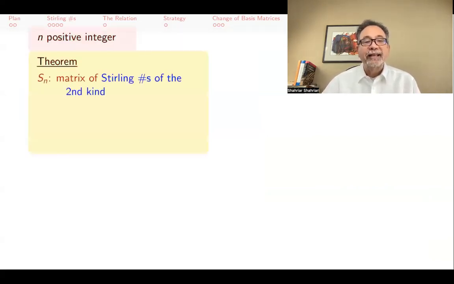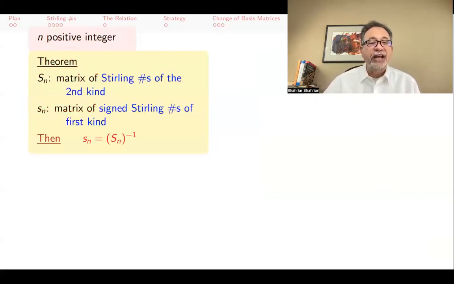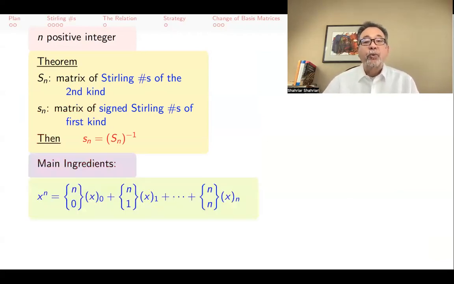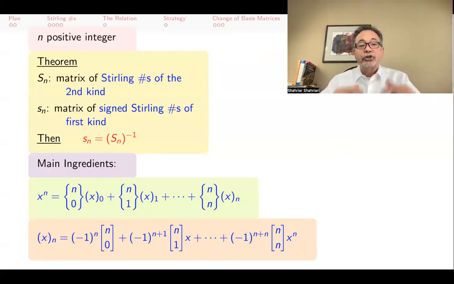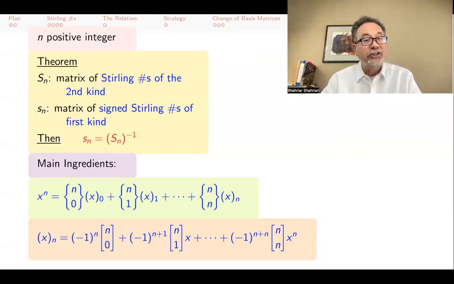So, a recap. What did we prove? That if you take the matrix of Stirling numbers of the second kind and the signed Stirling numbers of the first kind, these two matrices are inverses of each other. Our main ingredients were two things: one was to write powers of x in terms of falling factorials, and one to write falling factorials in terms of powers of x. And as long as you know these two, you don't have to go through the whole change of basis matrix, although I really like that because it gives you a conceptual view of why the matrices are inverses of each other. You could just use this and try to see, entry by entry, why the product of these two matrices is the identity.